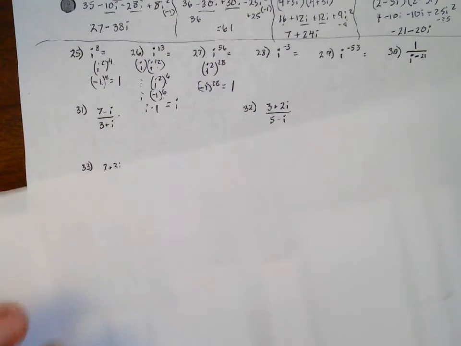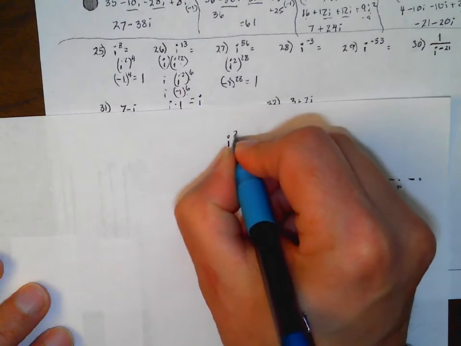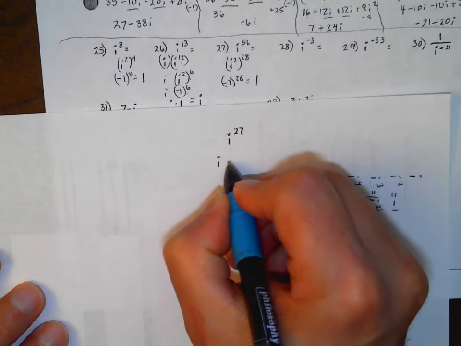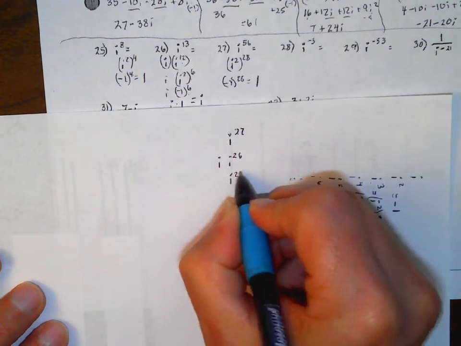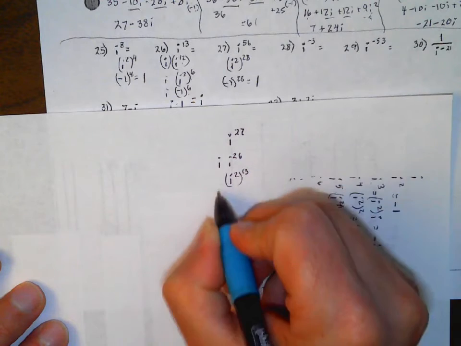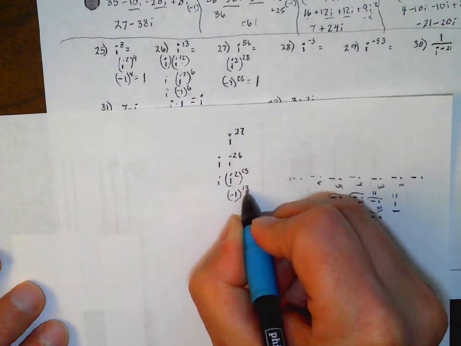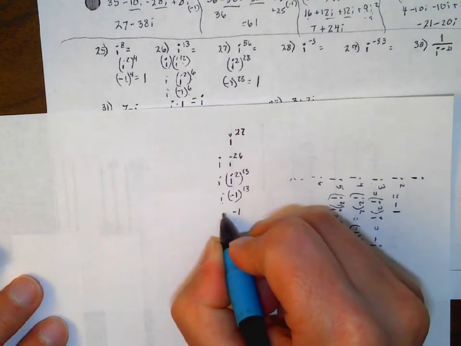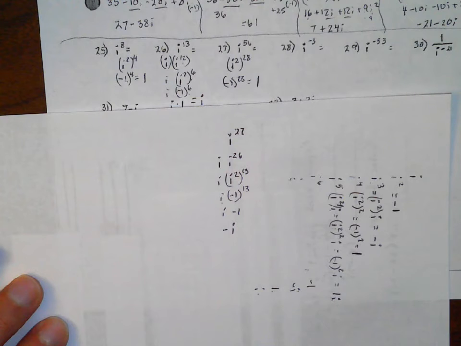Okay, I'll give you a couple more here just to practice. Let's do i to the 27th. Give that a try. So i times i to the 26th. i to the 26th would be i squared to the 13th. And i squared is negative 1 to the 13th, which would be negative 1 times the i gives you negative i.